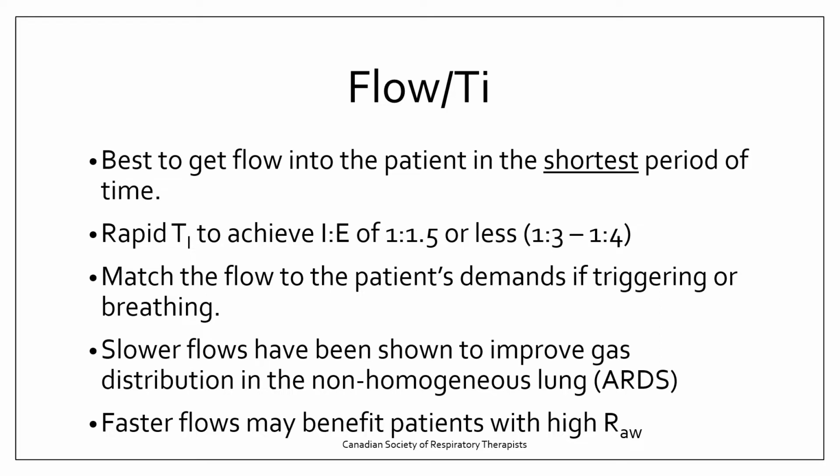So we want a fast I time to achieve an I-to-E ratio of somewhere around 1 to 1.5 or less. So 1 to 3 and 1 to 4 is ideal. And typical flows, I time, so a flow of anywhere between 40 to 80 liters per minute is considered sort of normal. An I time of somewhere between 0.8 to 1.2 seconds, again, in that normal range to have a nice maybe 1 to 3, 1 to 4 ratio.